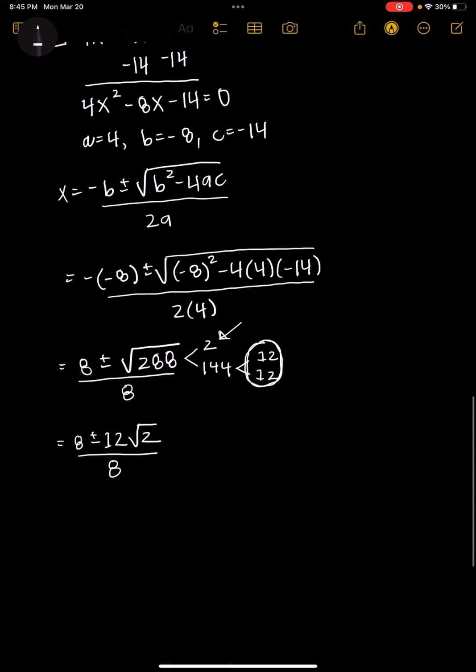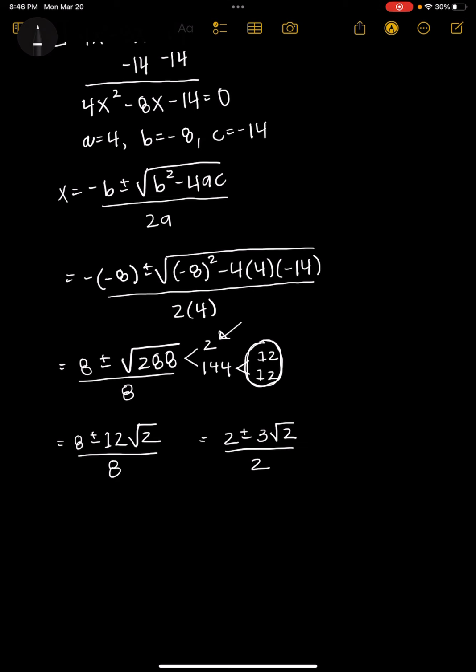So the last thing I can do is notice that all the numbers on the outside of the square root are divisible by 4. So I can divide everything by 4, which would give me 2 plus or minus 3 square root 2 over 2. This would be my final answer if I left it in square root form.